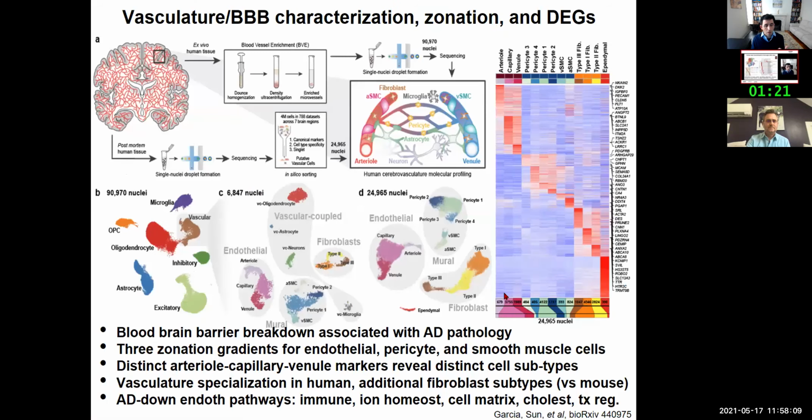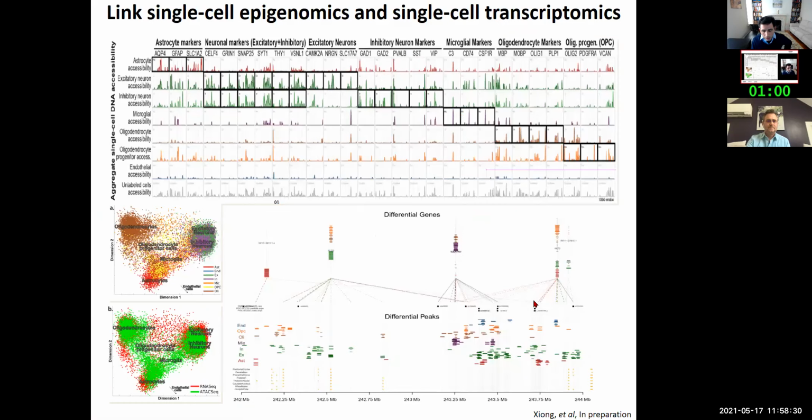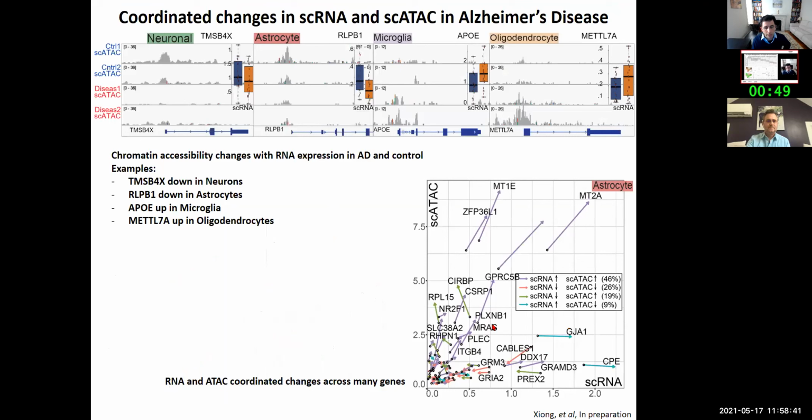We just recently posted a paper dissecting the vasculature of the human brain at single-cell resolution and discovering multiple zonation signals in endothelial cells, in neural cells, including pericytes and smooth muscle cells, and how these are changing in the context of Huntington's disease. And we're able to link, by coordinately profiling single-cell ATAC data and single-cell RNA data, non-coding variants associated with schizophrenia with candidate target genes based on their correlated activities.